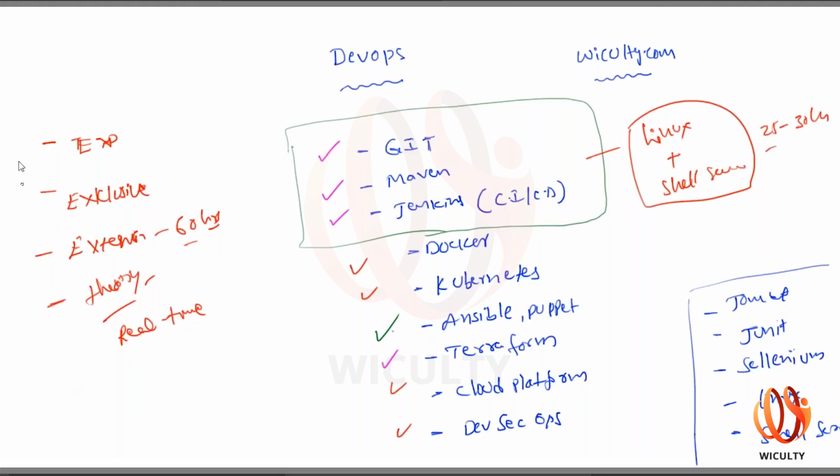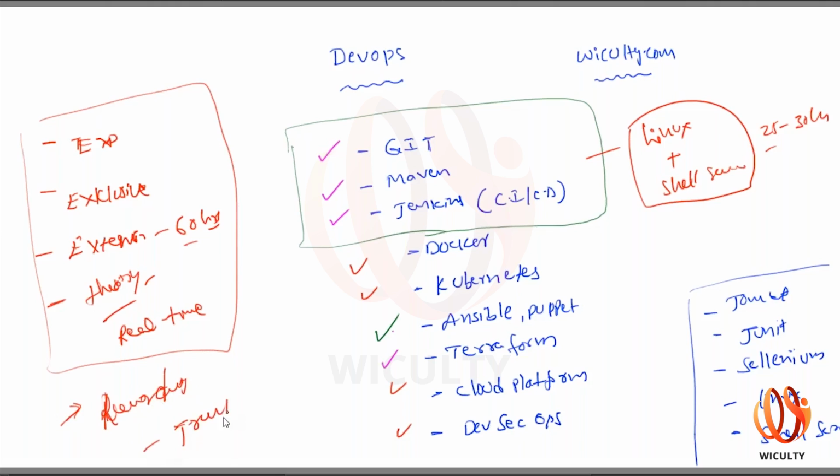So these are the unique things that you have at Wiculty. And if you miss any class, we give you those recordings too, so you can refer to the recordings and continue on track. So you get class recordings and things like that. And it's almost a trending topic. If you ask me, I would have trained more than 6,000 to 8,000 students so far in DevOps.